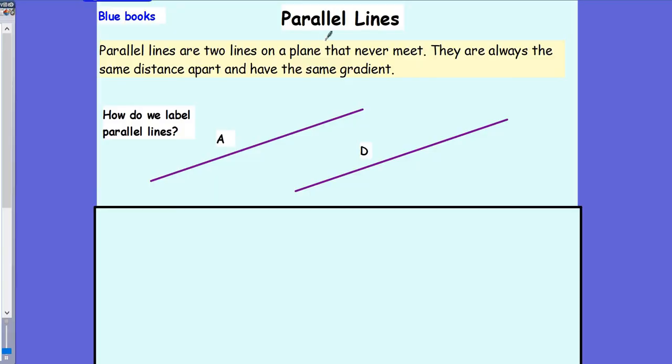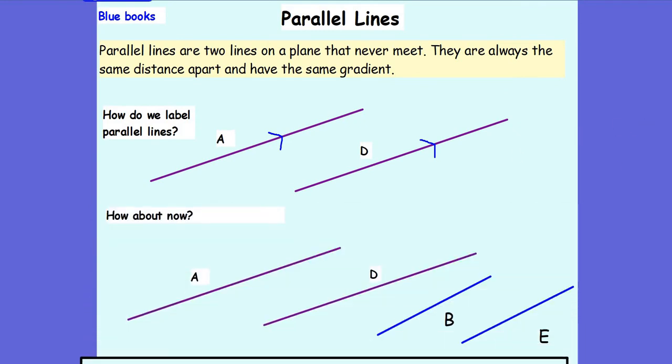Okay, Year 7, in your dark blue books, can you give me the title Parallel Lines? And underneath, can you write the sentence, parallel lines are two lines on a plane that never meet. They are always the same distance apart and have the same gradients. How do we label parallel lines? Well, we just went through this. We label parallel lines by putting little arrows on them. Can you please write your own example underneath that title?